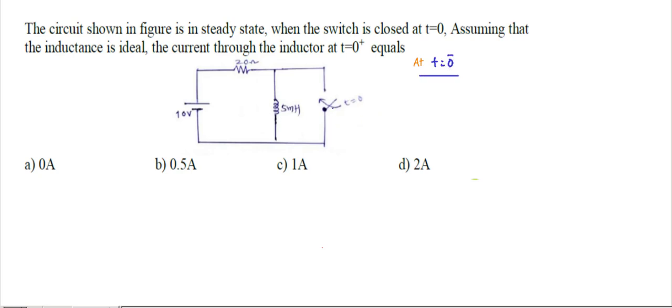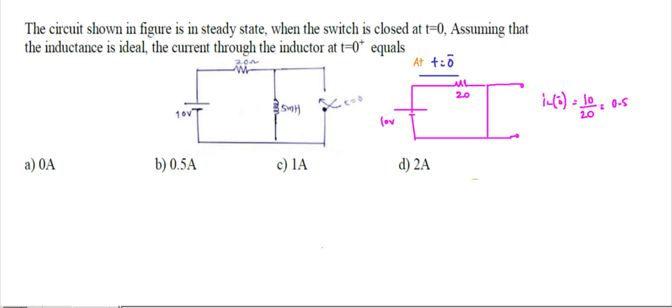At t equal to 0 minus, the switch is open, so the circuit simply looks like this: 10 volts, 20 ohm, and at t equal to 0 minus, the inductor acts as a short circuit. So what is IL of 0 minus? IL of 0 minus is 10 by 20, that equals 0.5 amperes. And he asked for the current through the inductor at t equal to 0 plus. So simply IL of 0 plus equals 0.5, because current through the inductor cannot change instantaneously within 0 time.